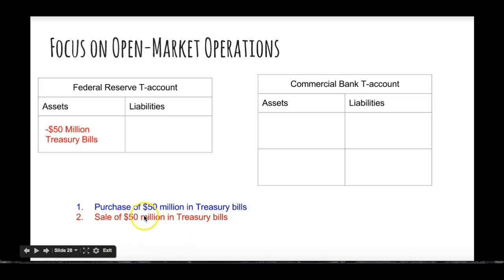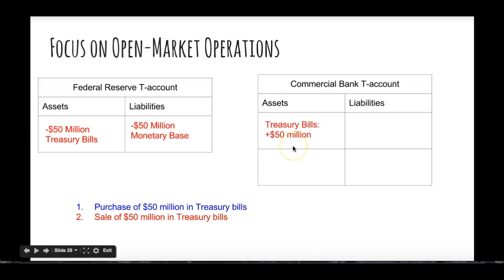If we have a sale of 50 million in treasury bills, that means that the Fed is selling treasury bills to the commercial bank. So they're down 50 million in treasury bills for their assets because they sold them to the commercial bank. But the monetary base is also down 50 million because the commercial bank had to pay for those treasury bills with some of their reserves. So they have less reserves, so the Federal Reserve has a smaller monetary base.